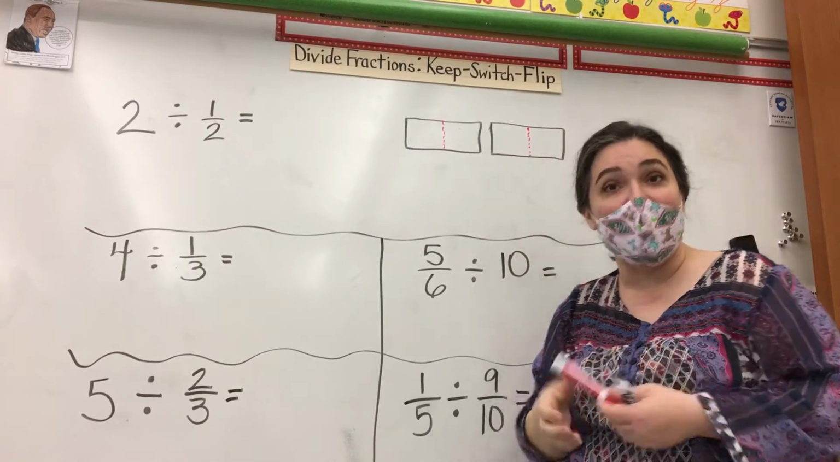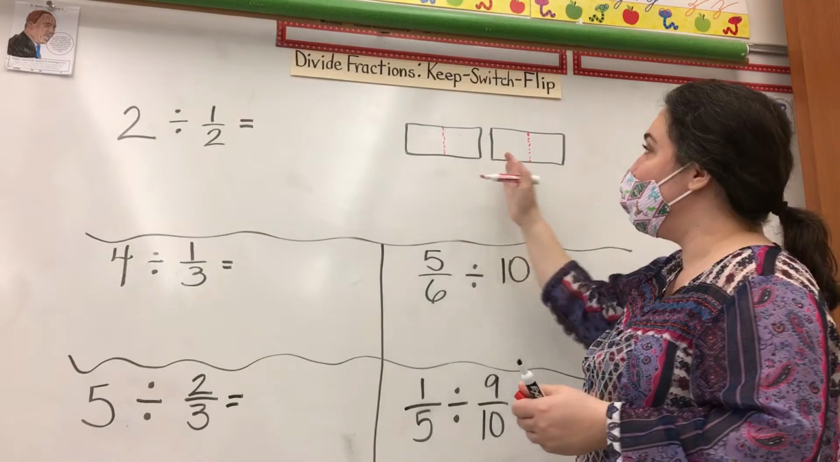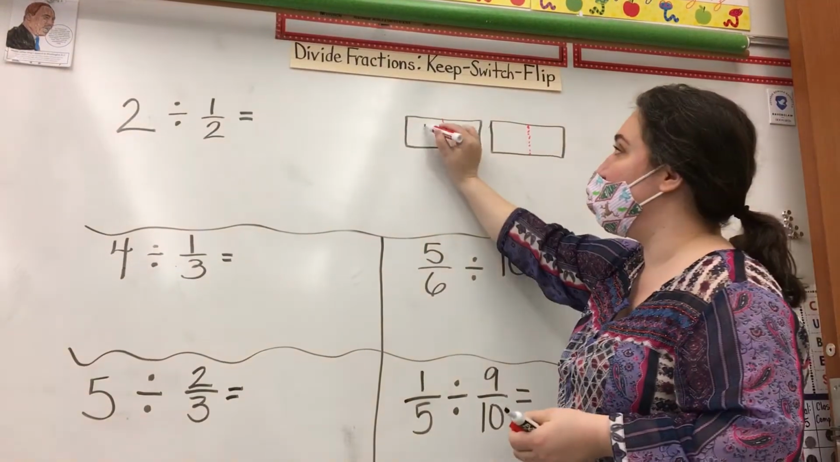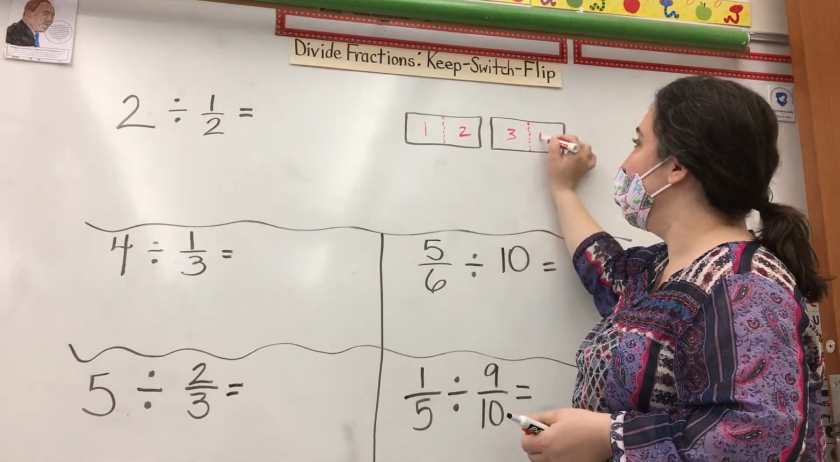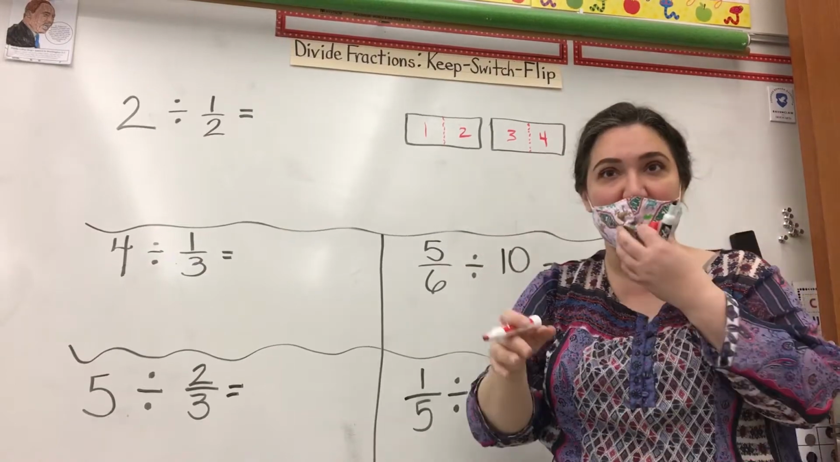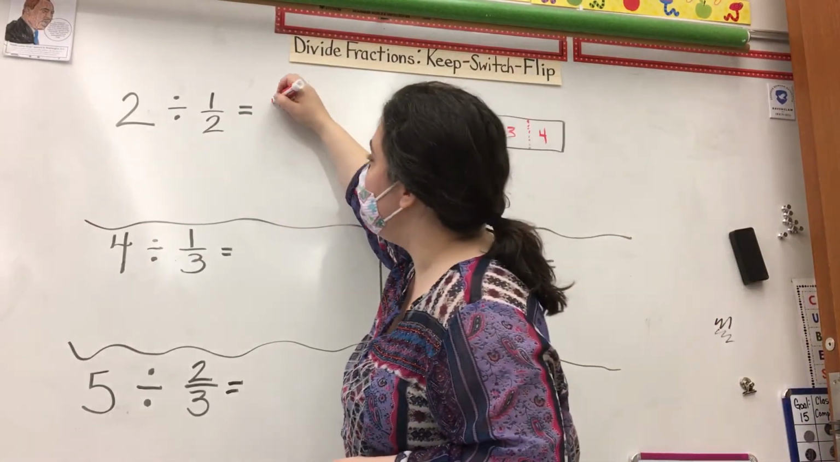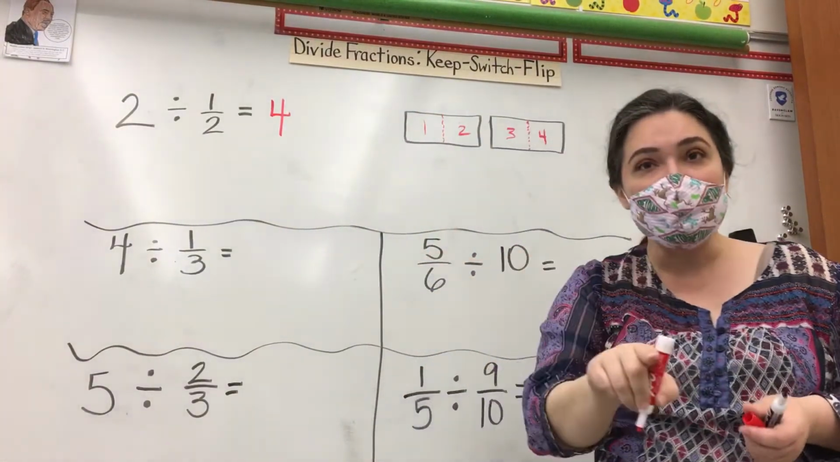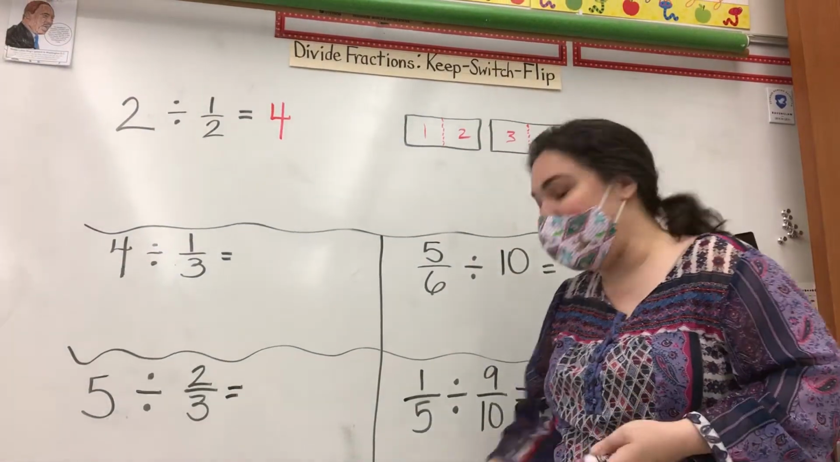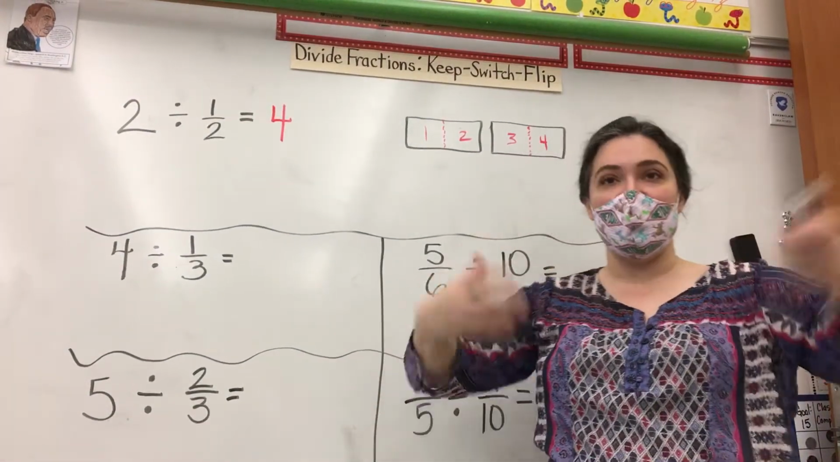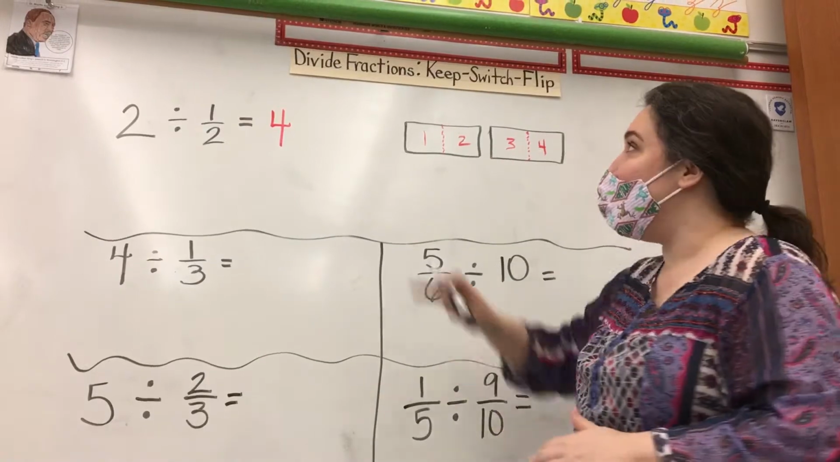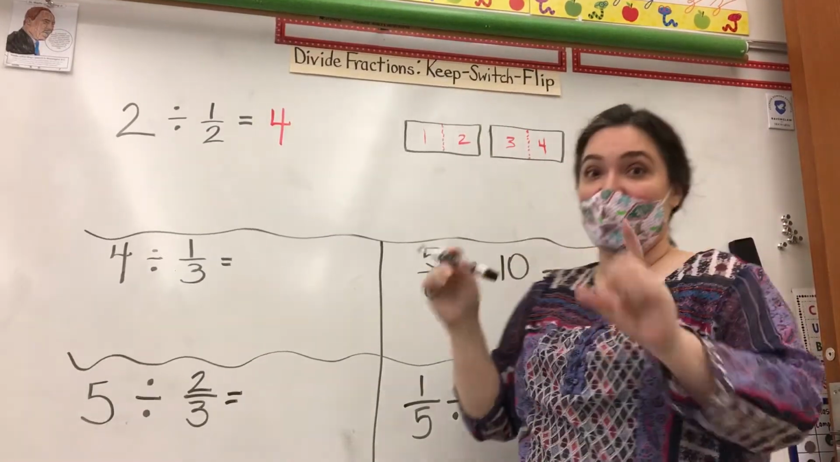Let's see if we can figure out how many pieces we have now. When you divide 2 into halves, you end up with 1, 2, 3, 4 pieces. So 2 divided into halves equals 4 pieces. Well, how can we do this without actually drawing it out? How can we do this as just a calculation? That's where keep, switch, flip comes into play.